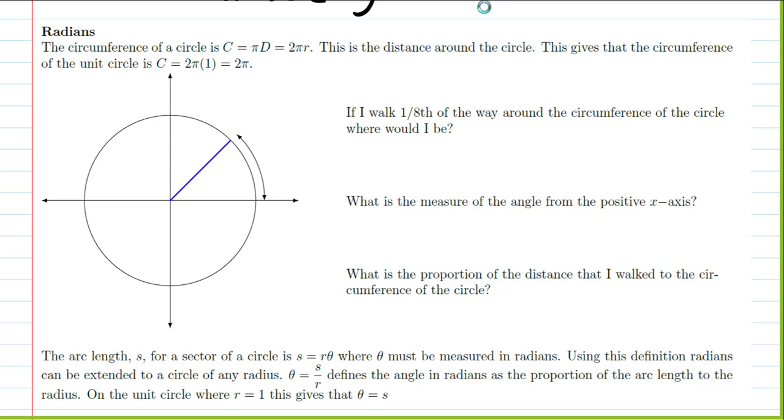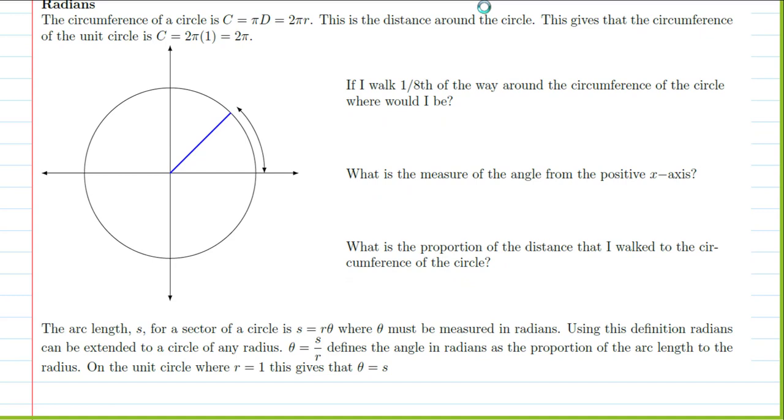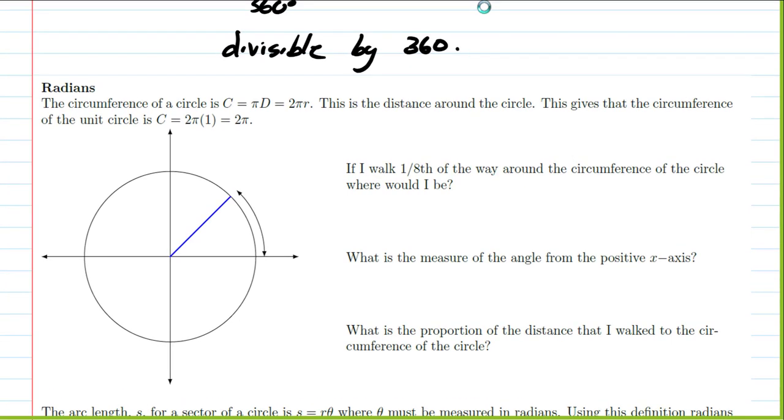So let's start off with our picture. So the circumference of a circle is pi times d, which would be 2 pi times r, because our diameter is exactly 2 radii. So this is the distance around the circle, and this gives the circumference of the unit circle as c equals 2 pi times 1. So a unit circle is a circle with radius 1.